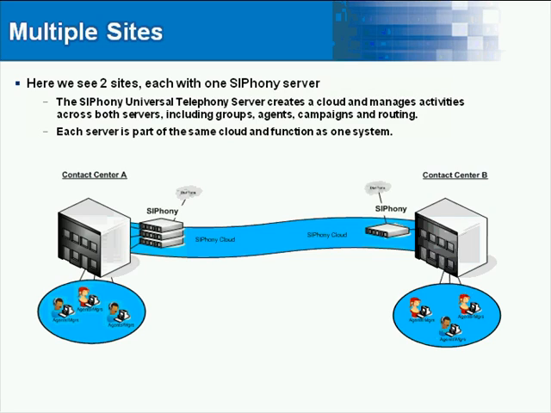So the SIPhony telephony server, the universal telephony server, creates the cloud and umbrella and manages activities across both servers, including groups, agents, campaigns, and all routing associated with contact centers. Even though each server is separate, they are part of the same cloud, and they function as one unified system.